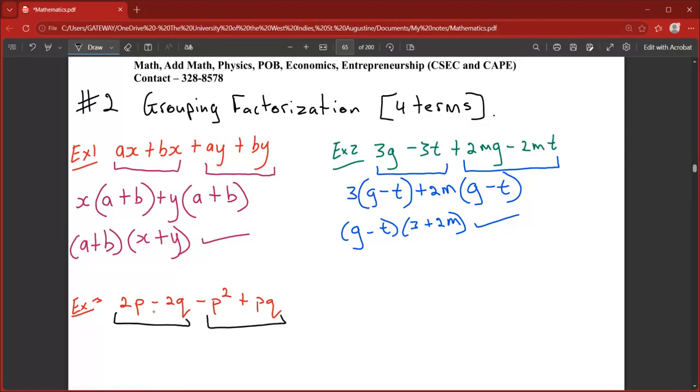Well, let's go between 2p and negative 2q. You take out the number 2, open bracket. 2p divided by 2 is just p, minus sign. 2q divided by 2 is just q, close bracket. Now between negative p squared and pq, you have to take out your minus sign. p is common there between p squared and pq, open bracket. You say negative p squared divided by negative p is just p, and positive pq divided by negative p is negative q, because a positive divided by a negative is a negative.